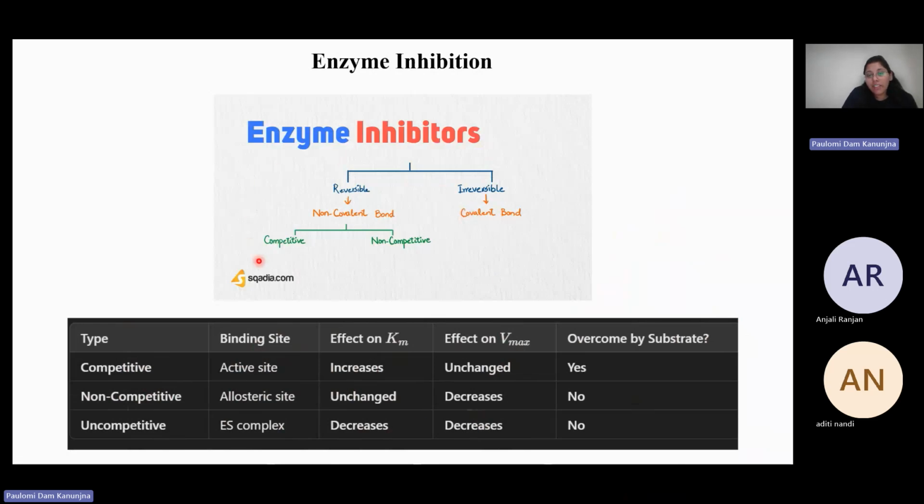So this all was reversible, where you can still have this non-covalent bond formation, while there is something called irreversible binding of inhibitor, which is basically the inhibitor binds and permanently disables the enzyme's activity. That is due to the formation of covalent bond between the inhibitor and the enzyme. And that's an irreversible inhibition, right? Okay. So is this clear?